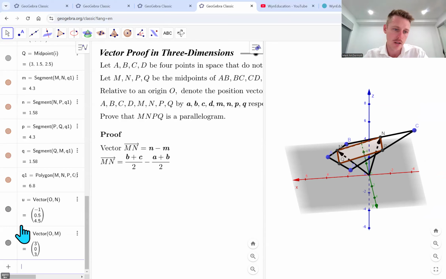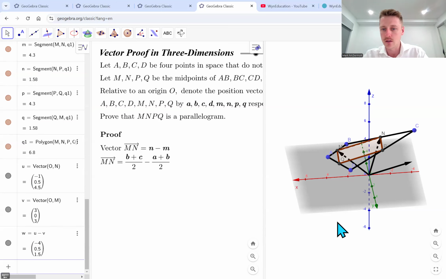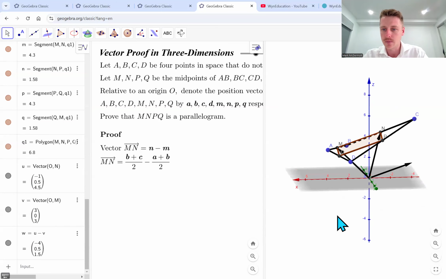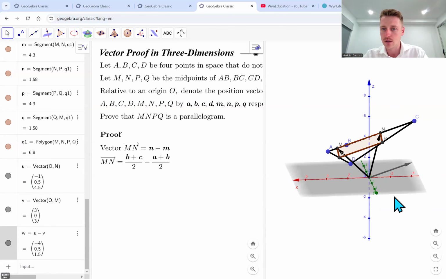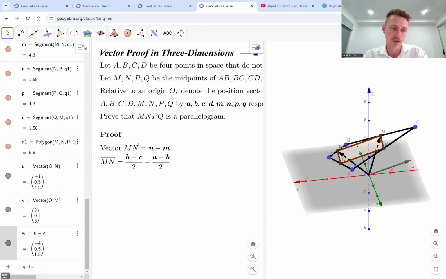So in this case here, U has been defined as N and V has been defined as M. So if we do U minus V, okay, and it's not perfect, but you can see that this vector here would go from M to N. And if you're not convinced, that vector is now called W.